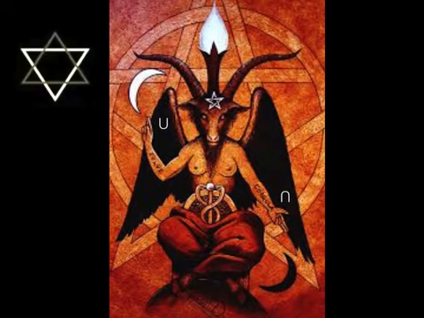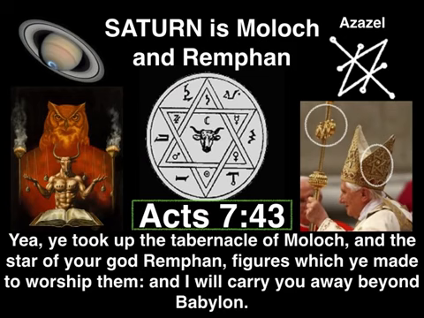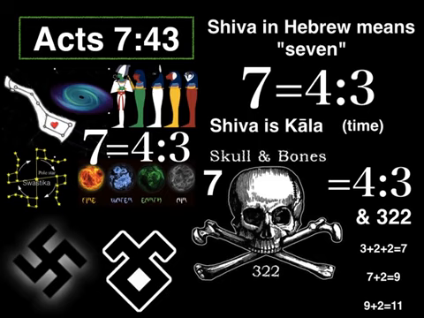That's why it says in the book of Acts 7:43, "Yea, ye took up the tabernacle of Moloch and the star of your god Remphan," which means Saturn, "figures which ye made to worship them, and I will carry you away beyond Babylon." So Acts 7:43 is also coded because Shiva means seven.